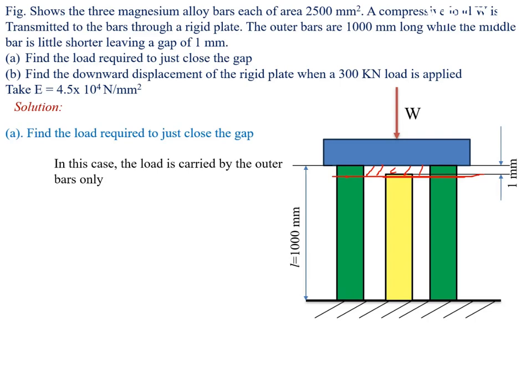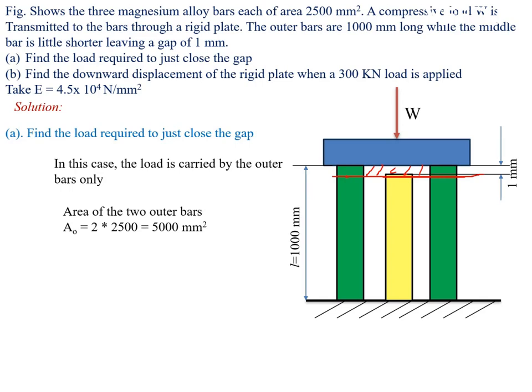So we know the deformation and we have to find how much load is required for that deformation. We know the relationship between the deformation and the load. Let us consider the deformation as delta and the load as W. So delta equals WL by AE. First we have to write down the given data.